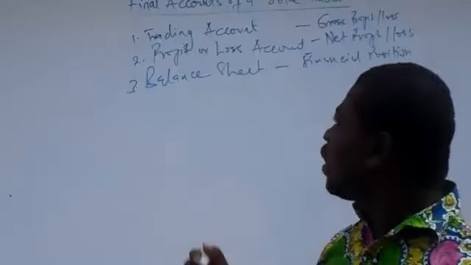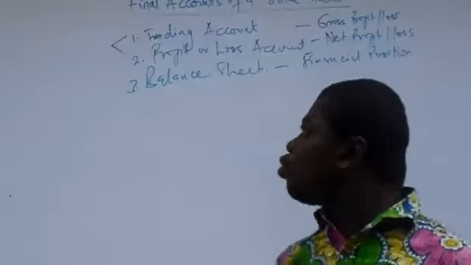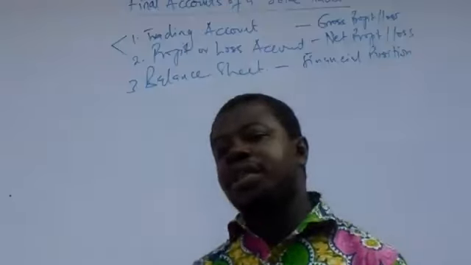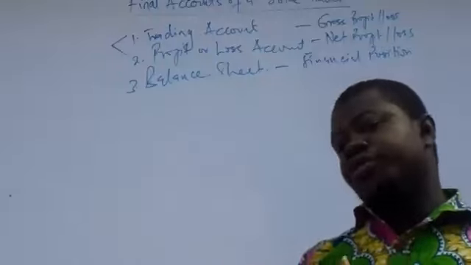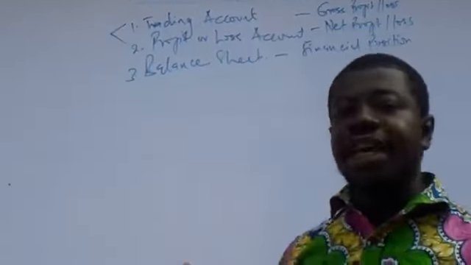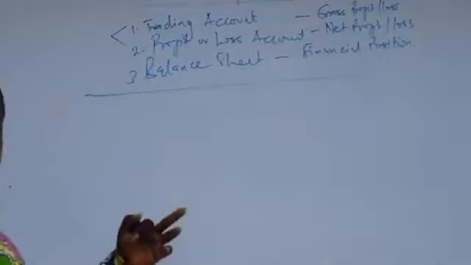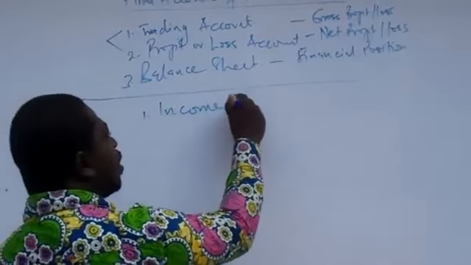But what we usually do is prepare the first two together as one statement, and we used to call it the trading and profit and loss account. Now, as accounting is evolving, the name has evolved as well. We no longer call it the trading profit and loss account in a professional way, but we call it the income statement. So the final accounts of a sole trader are, one, the income statement.